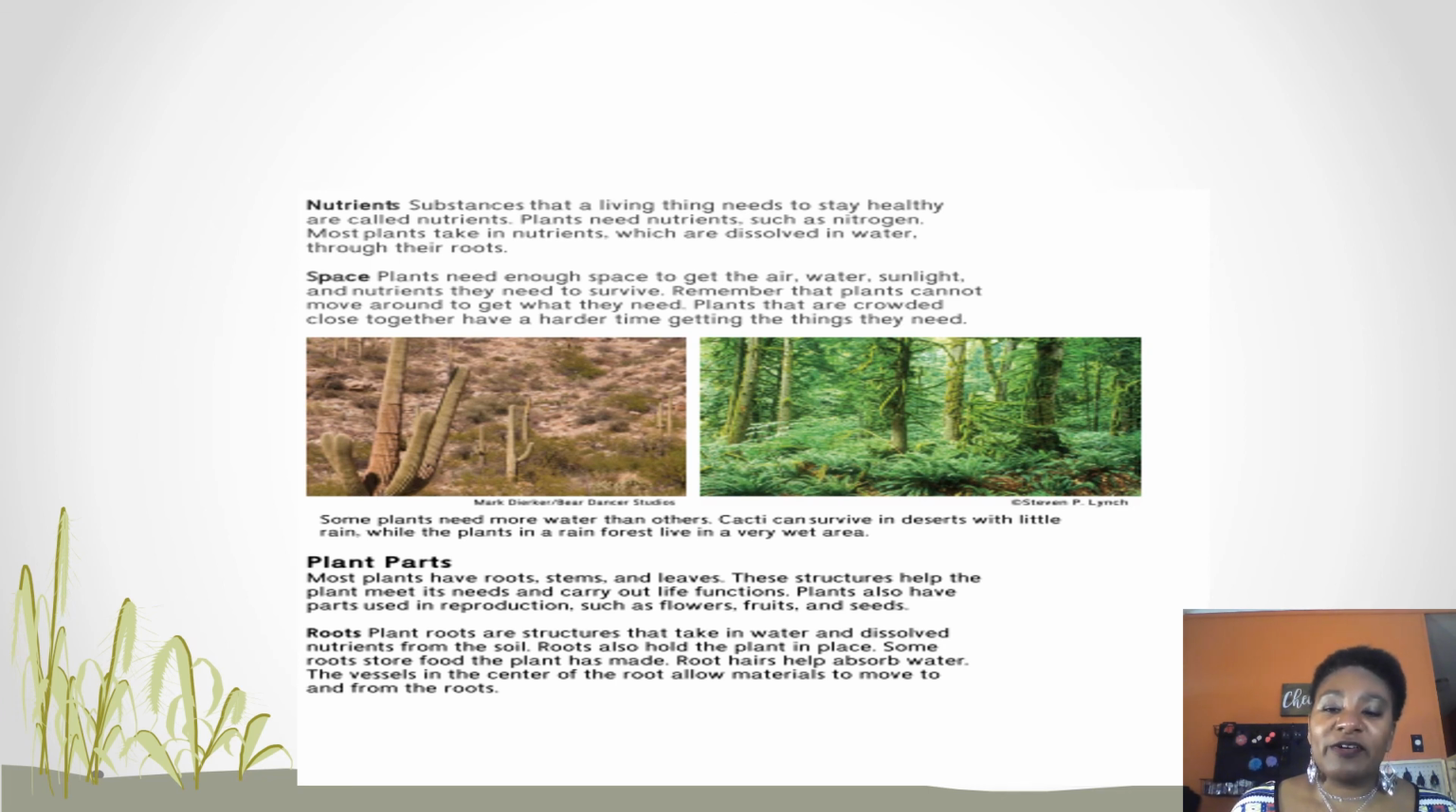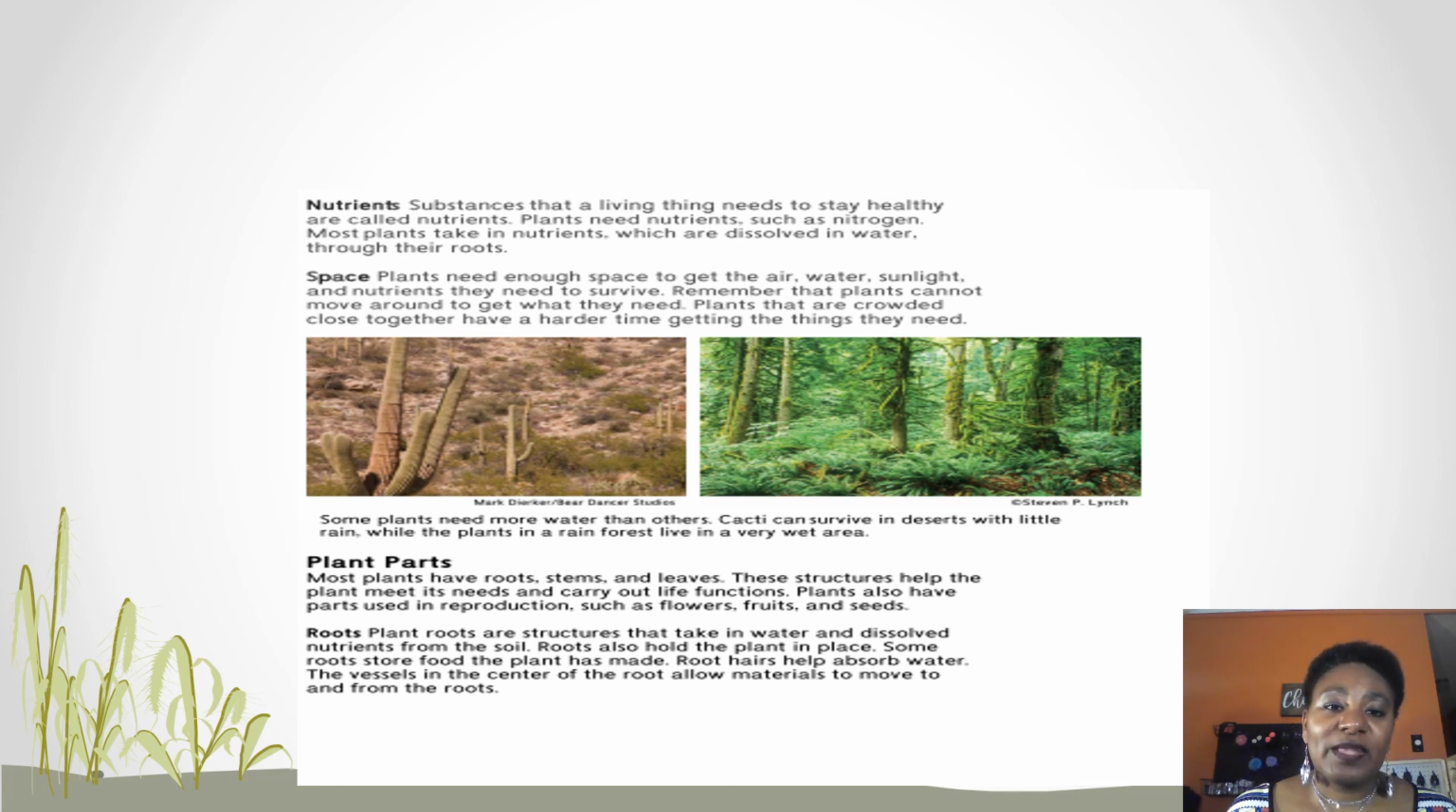Here's the next part of the article. Nutrients. Substances that a living thing needs to stay healthy are called nutrients. Plants need nutrients such as nitrogen. Most plants take in nutrients which are dissolved in water through their roots.